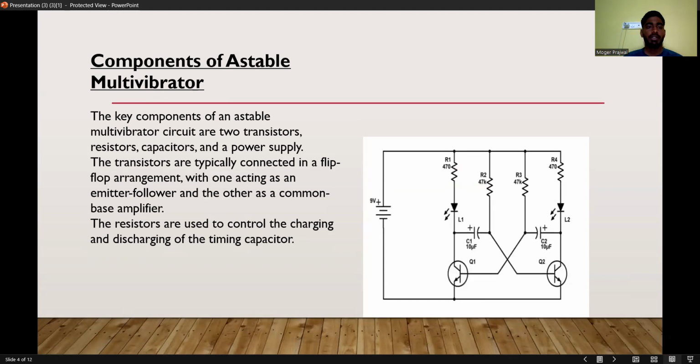Components of an astable multivibrator. The key components of an astable multivibrator circuit are two transistors, resistors, a capacitor, and the power supply. The transistors are typically connected in a flip-flop arrangement, with one acting as an emitter follower and the other as a common emitter amplifier. The resistors are used to control the charging and discharging of the timing capacitor.